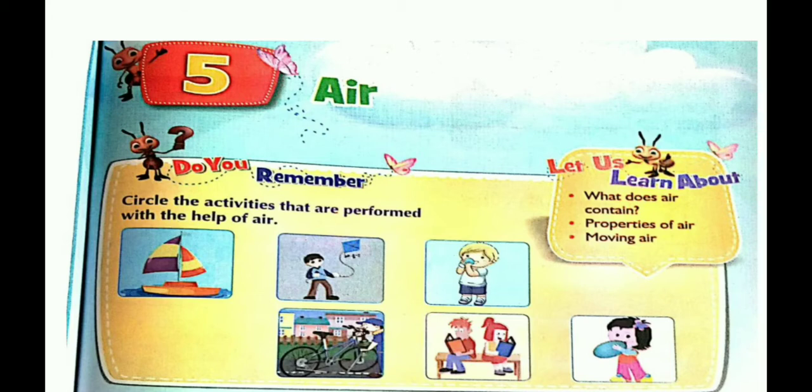Let us see first this activity here. Circle the activities that are performed with the help of air. By looking at these pictures, there are 6 pictures. You will have to circle the activity that needs air. A boat, does it need air in order to sail? Yes, a boat needs air. And the next picture is a kite. Does a kite need air to fly? Yes. So the first 2 activities are the activities that need air.